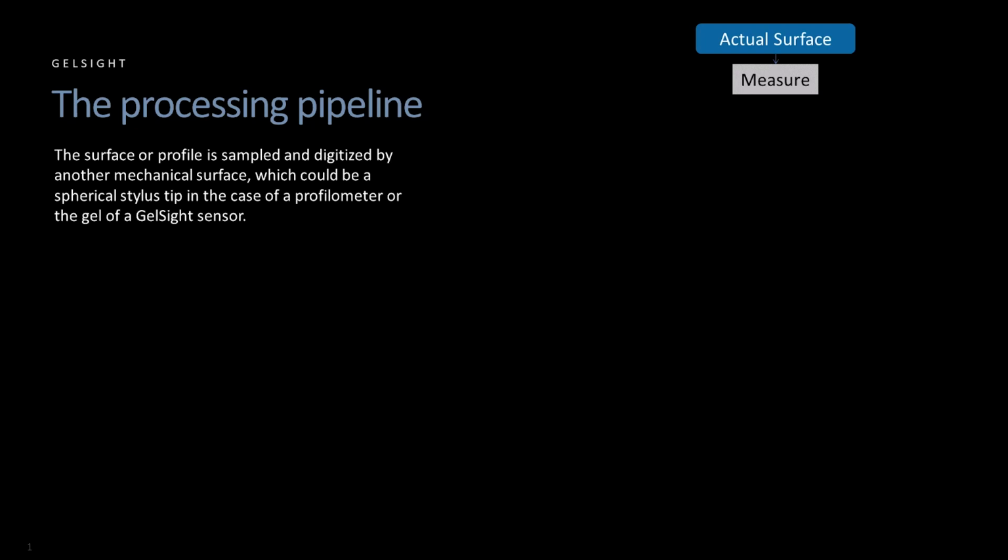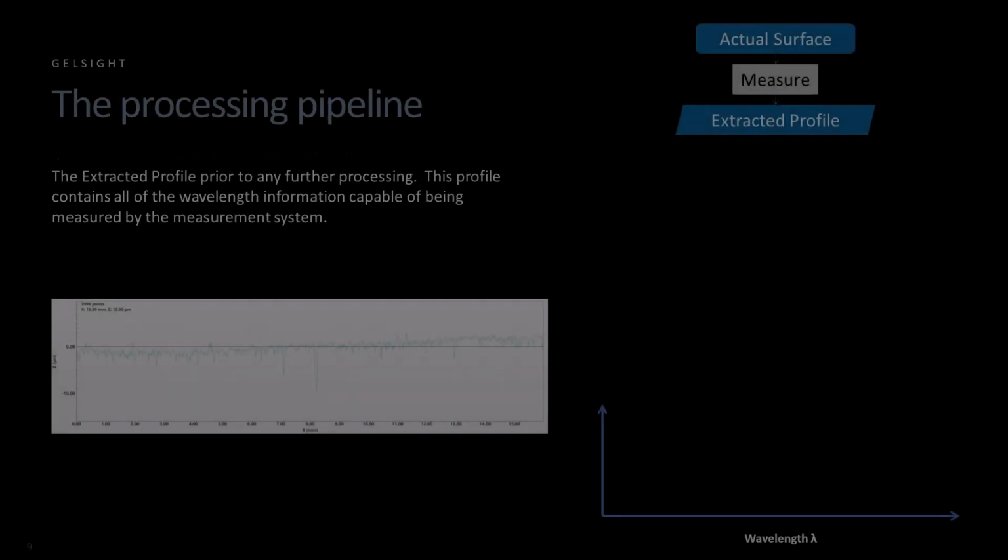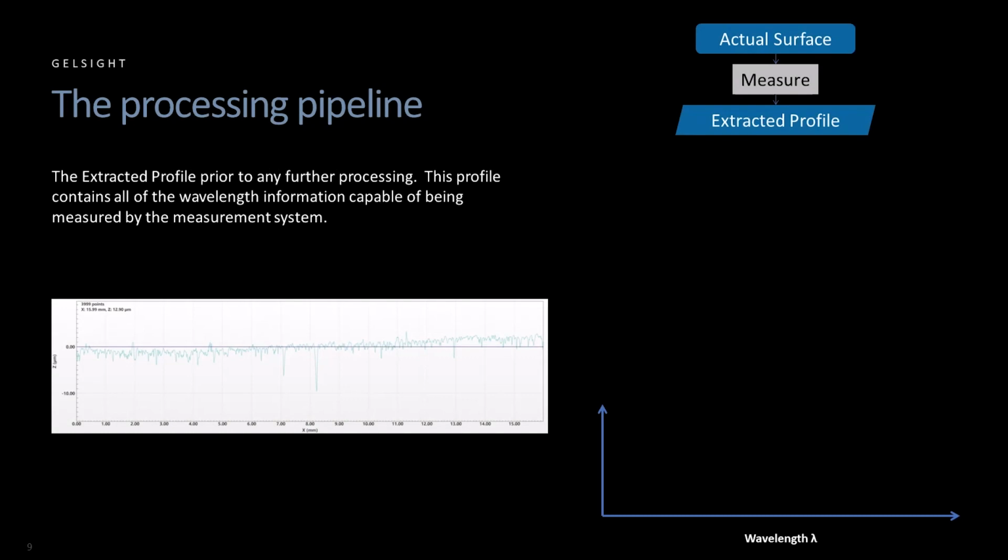The remaining steps in the flow chart are all performed in software, even though at one time, some of these steps were done using analog circuitry and chart paper. We should all be very happy that this is no longer the case. The extracted profile contains all of the wavelengths capable of being measured by the measuring instrument. I often hear people refer to this profile as the raw profile.